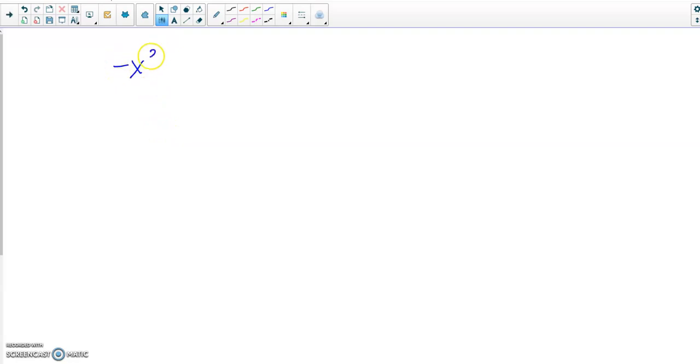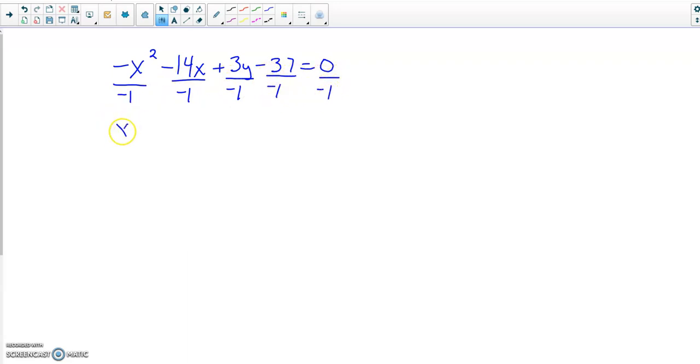Let's try a negative x squared minus 14x plus 3y minus 37 equals 0. So now we have something in front of our x squared, and we can't have that. So we're going to take and divide everything by negative 1. Okay, and then we get x squared plus 14x minus 3y plus 37 equals 0.